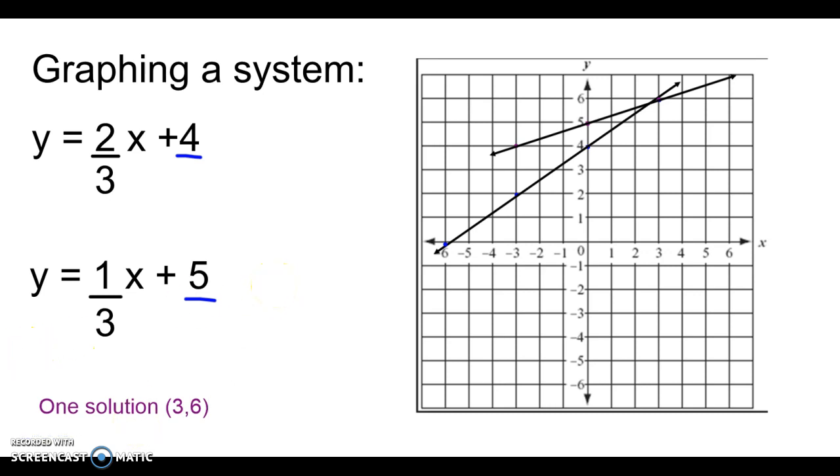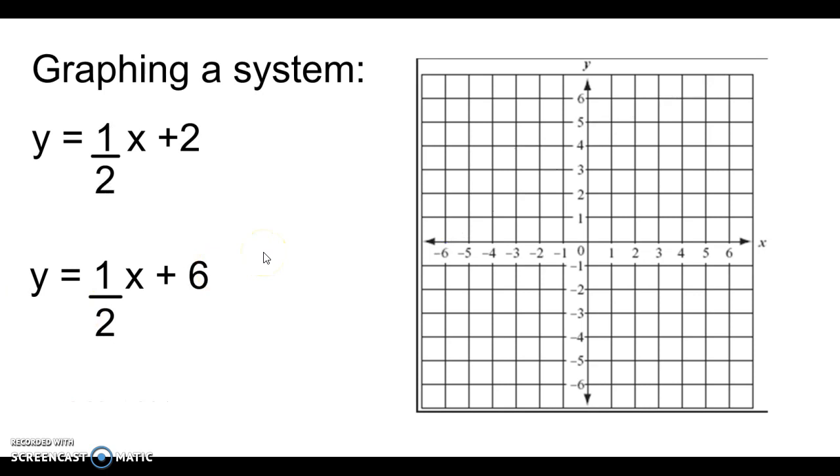Okay, we have one more example to do together before you try one on your own. So our second example, again, feel free to pause as much as you need to stay on track with me. Our first equation is y equals 1 over 2x plus 2. And so we're going to start with our y-intercept of 2 by making that first point on our y-axis.